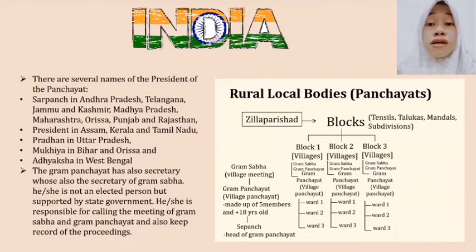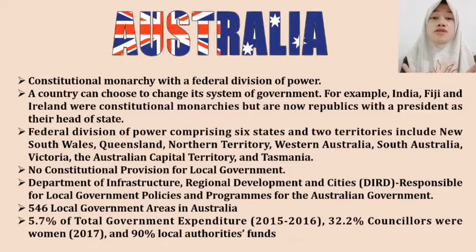Now, these are the several names of the president of the Panchayat. The Gram Panchayat also has a secretary who is also the secretary of the Gram Sabha, basically a village level meeting. This secretary is not an elected person. He or she is supported by the state government. The Gram Secretary is responsible for calling the meeting of the Gram Sabha and Gram Panchayat and also keeps a record of the proceedings. Let's proceed to the local government in Australia.